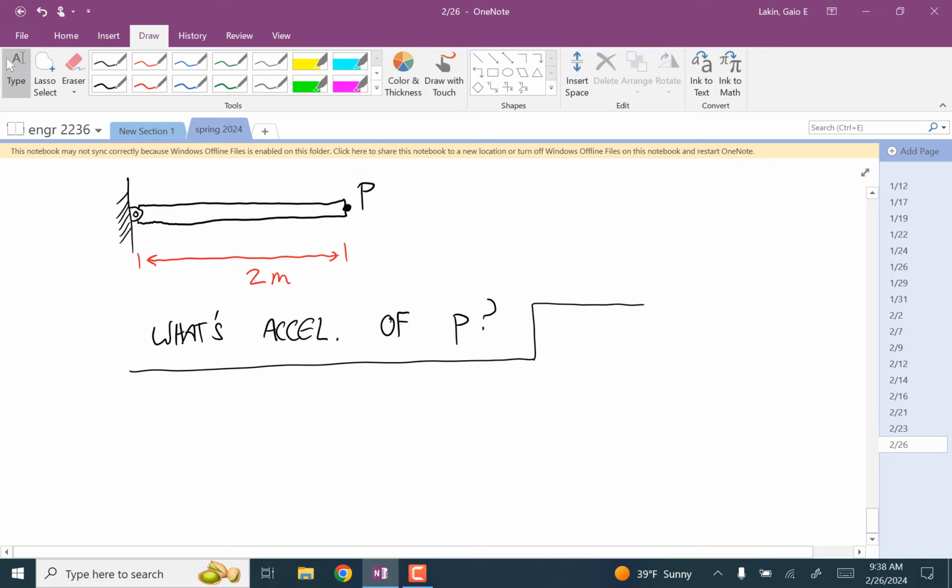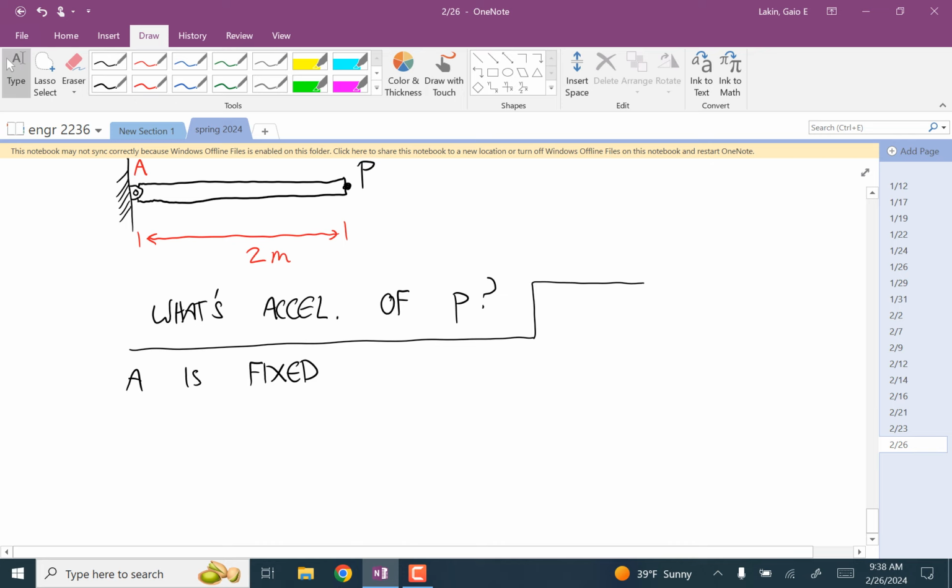So first we have to think about if there's a fixed point or not. Is there in this one? Yes. So I'll call that A. A is fixed. And so we're going to calculate the mass moment of inertia of this body around A. Okay. We can do that with the parallel axis theorem. Well, actually, we derived that last time.